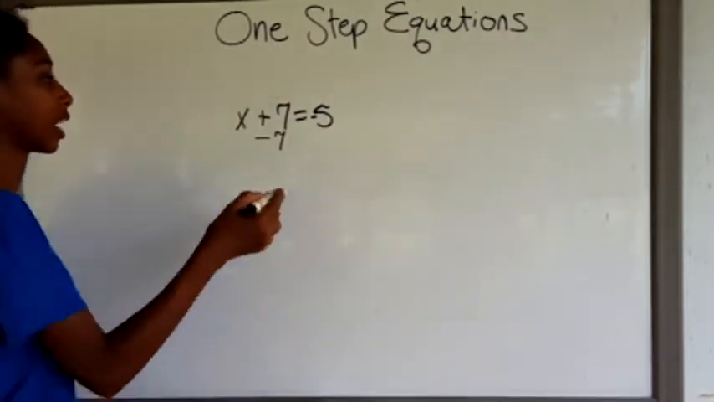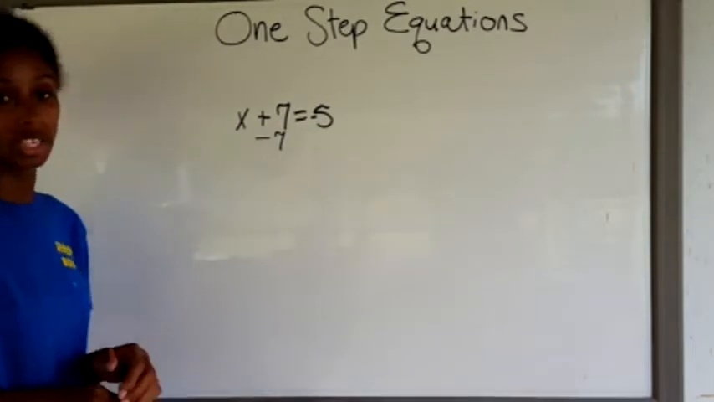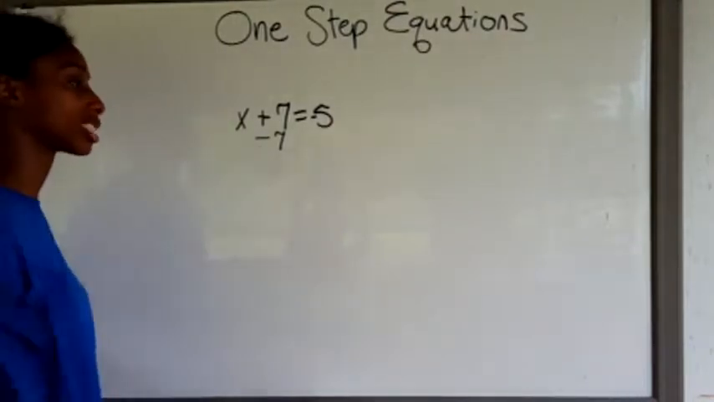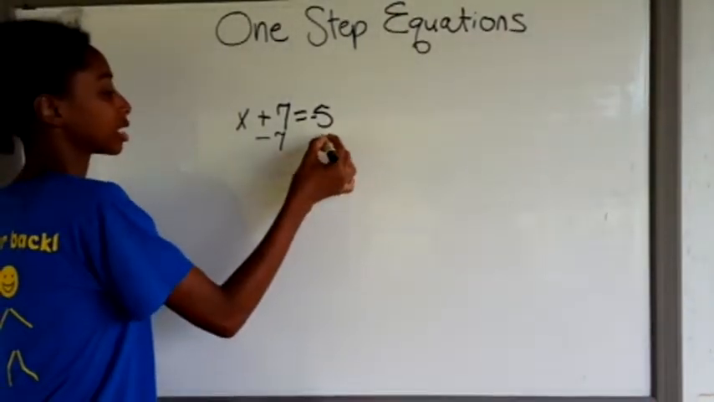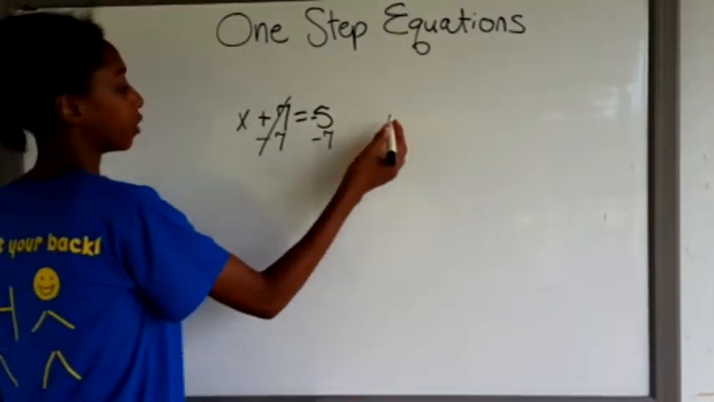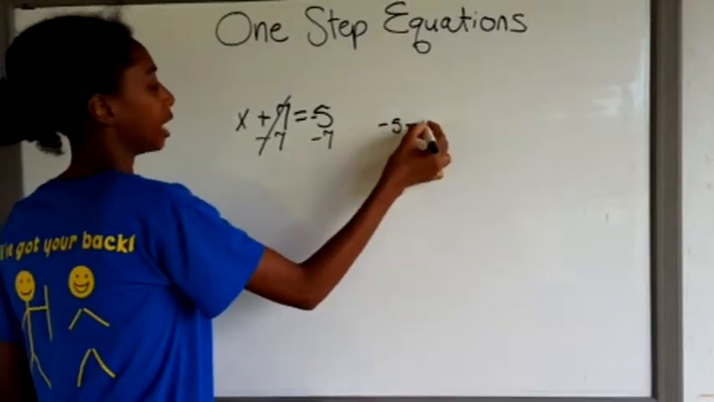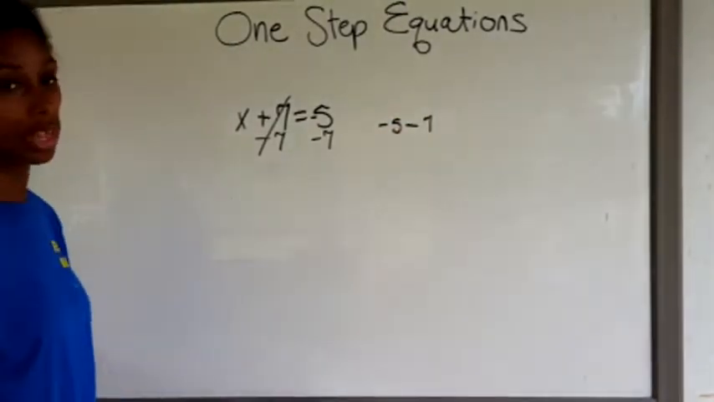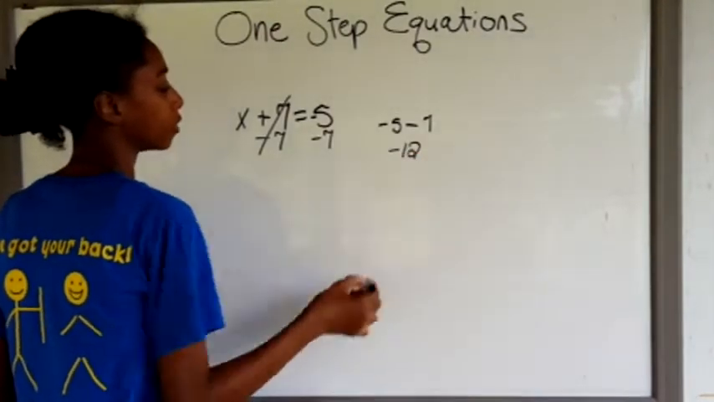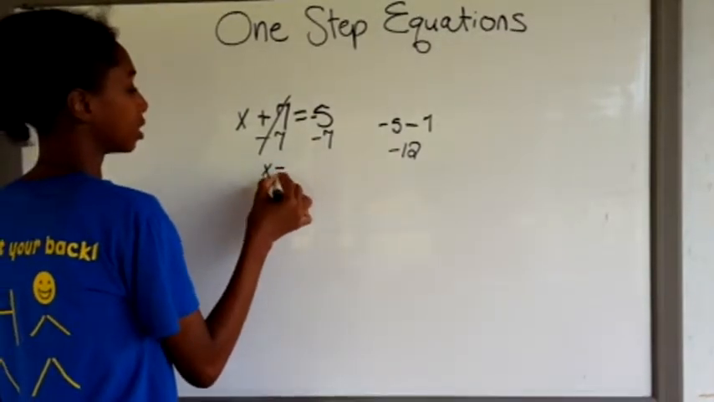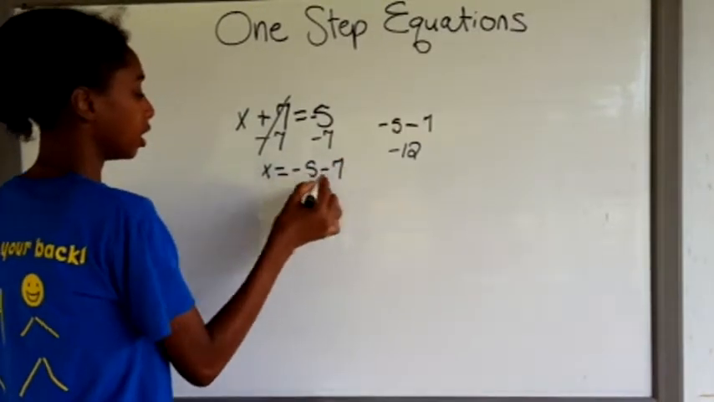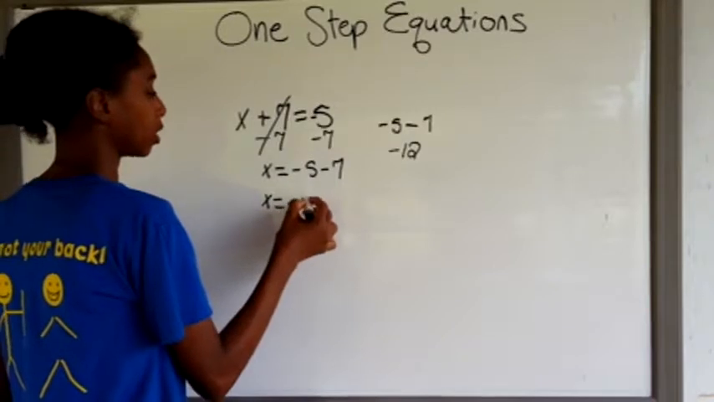So that makes that 0. That cancels that out. But since it's an equation, what you do to one side, you have to do to the other side to keep it equal. So since I subtract the 7 from this side, I'm going to also subtract 7 from that side. So over here, that cancels out. And over here, we have negative 5 minus 7. So we know from our other lessons, negative 5 minus 7 is going to be negative 12. So x equals negative 12.